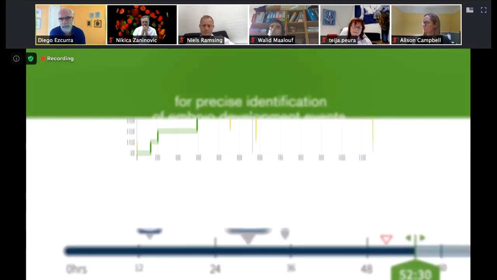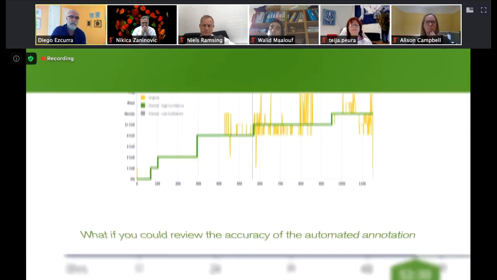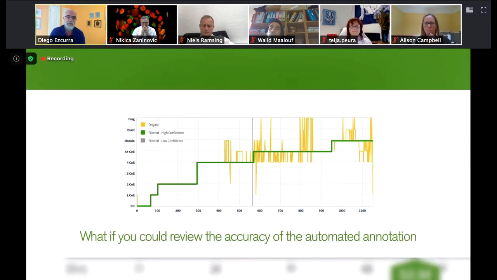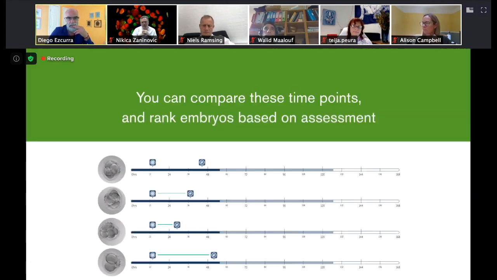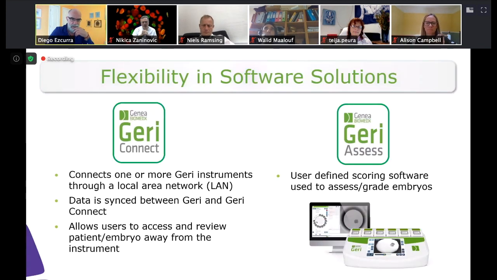You're going to have the embryos right there in front of you developing, and then you're going to have the embryo score from the machine, like it was said before, and then you're going to decide which one you're going to transfer, immediately after you do the scoring. Now, there are more flexible solutions.